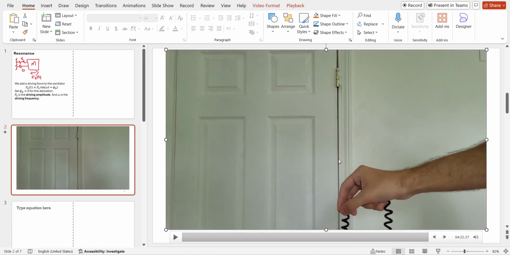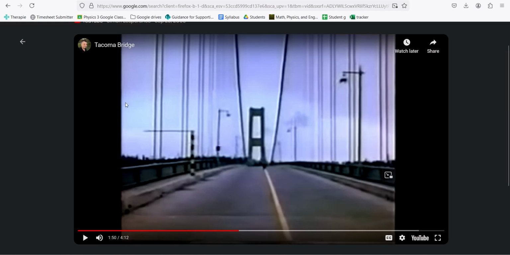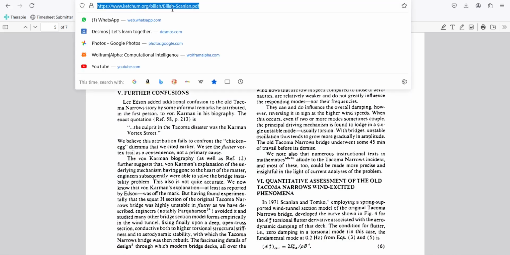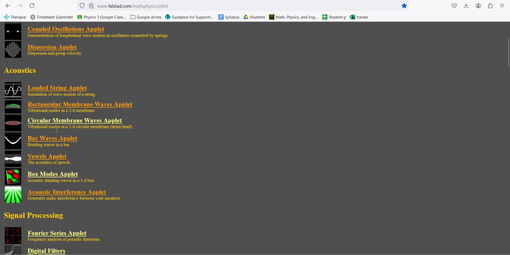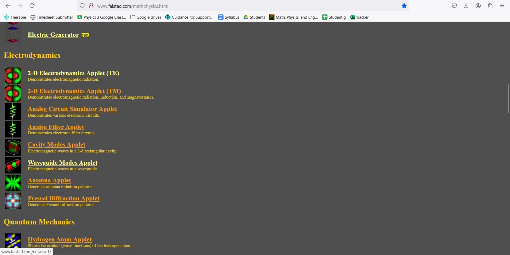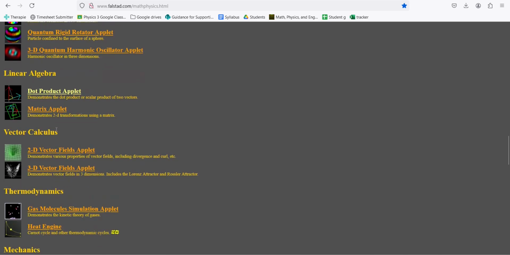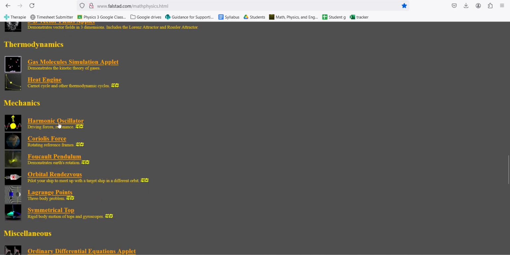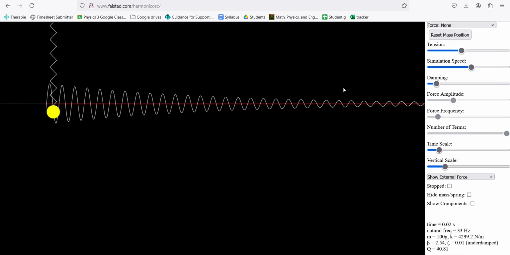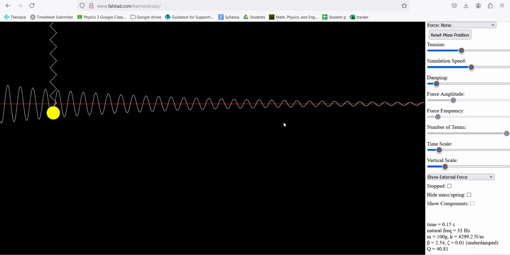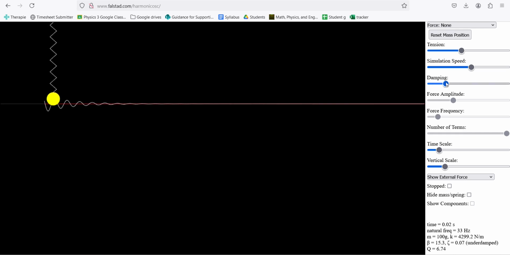All right, so that demonstration was okay. You could see the low frequency case very well, but the high frequency case was kind of difficult to see. So why don't we go online and let's see. This is a really good website I can share with you guys that has a ton of really good physics simulations. And it has this one, which you guys have seen before in class, where you just have a harmonic oscillator and you can drive it with a force, or you can just let it do its thing. I'm going to increase the damping a little bit.